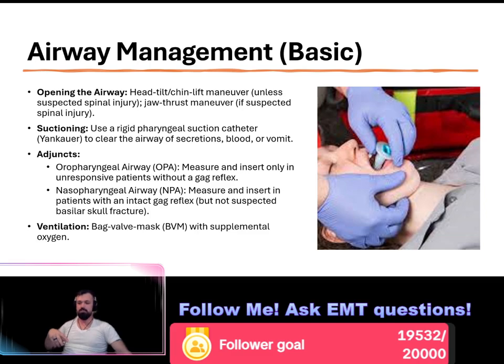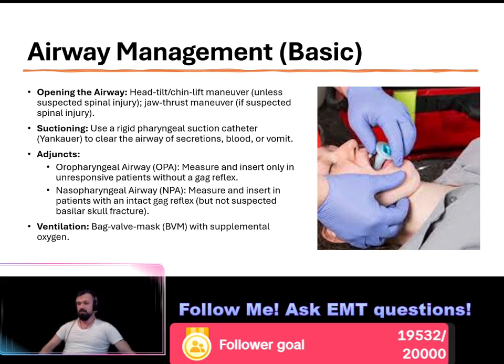So head tilt chin lift is literally you're putting two to three fingers on the forehead and the other hand on the jawline and tilting the head back and lifting the chin. It's in the name, head tilt chin lift. Oh my gosh, it's not overcomplicated. And that's for non-suspected spine injury.